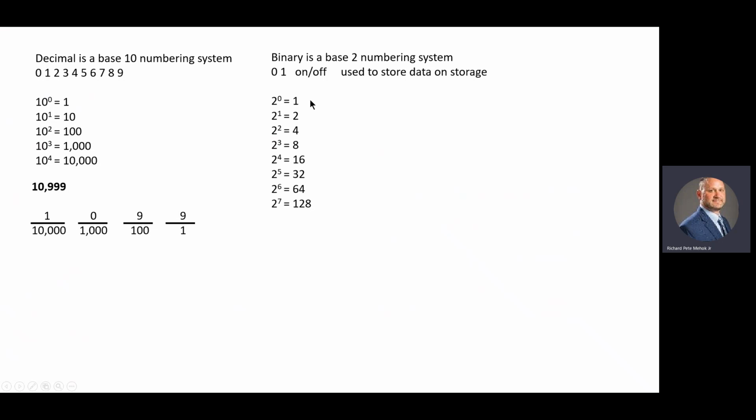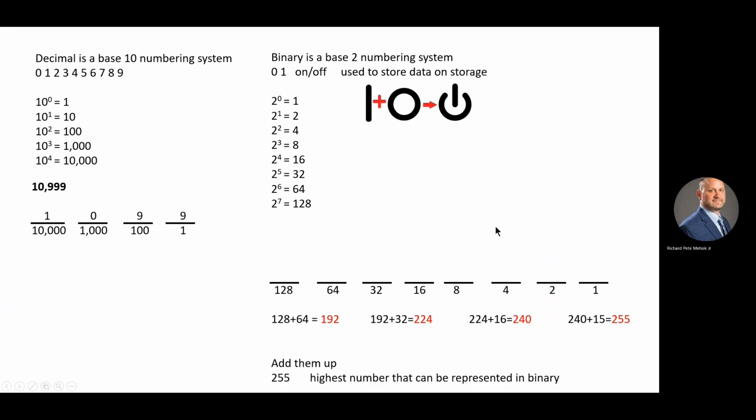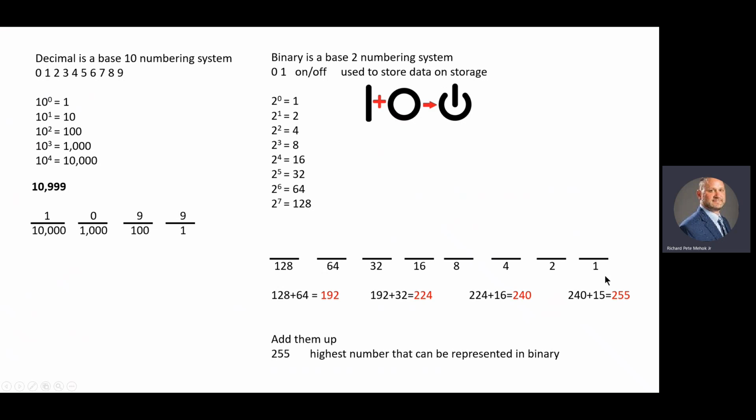So 2 to the 0 is 1, 2 to the 1 is 2, 2 to the 2 is 4, and so on and so forth, all the way to the 7th. So we know that there's 8. If you have a 1 and a 0, you get the on and off switch symbol. So here we have our placeholders.